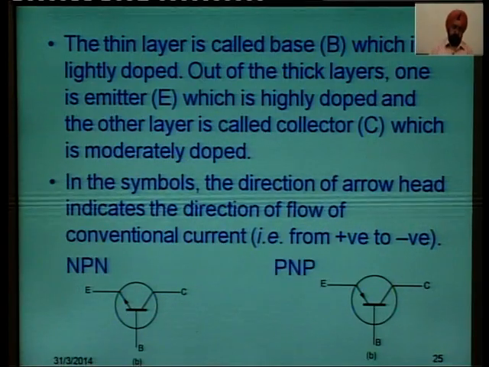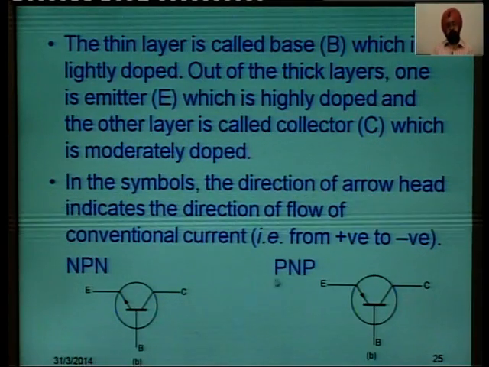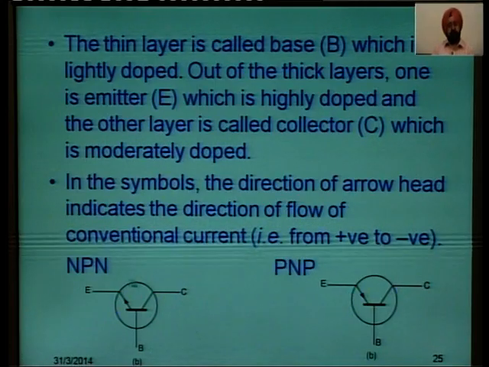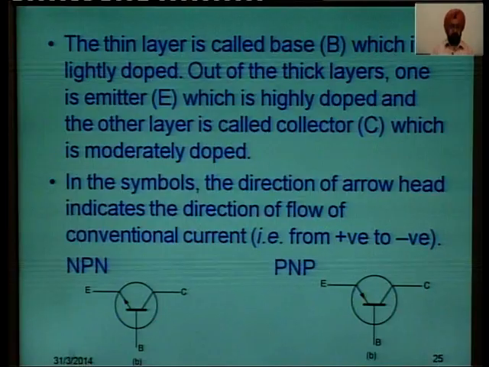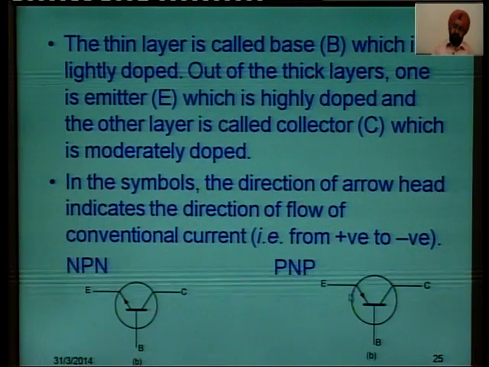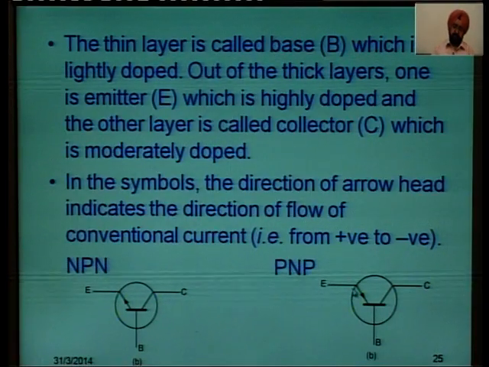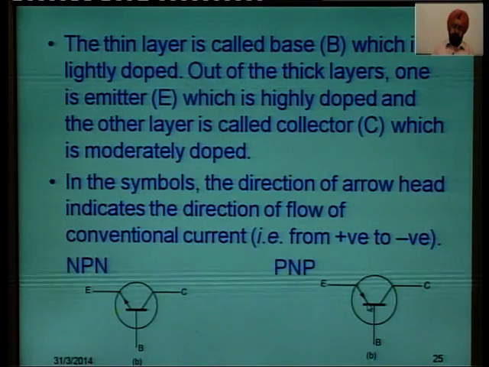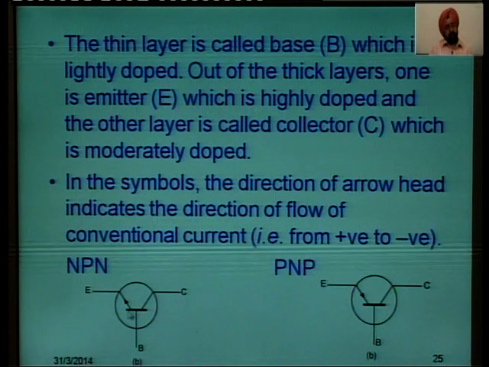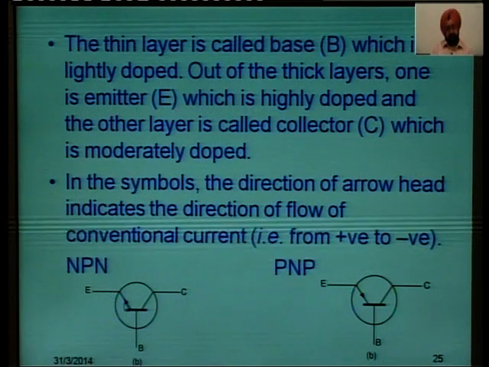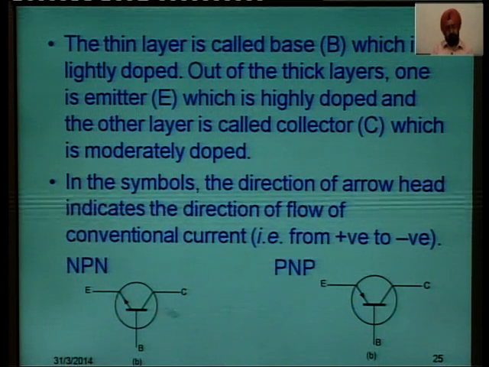So, in the symbols, as we have discussed, the direction of arrowhead indicates the direction of flow of conventional current, that is from positive to negative. This is the symbol of NPN and this is the symbol of PNP. Here the arrow is moving inwards, here the arrow is moving outwards. So, you have to remember that if base is p type, emitter is n type, arrow will be moving outward, that is p to n.